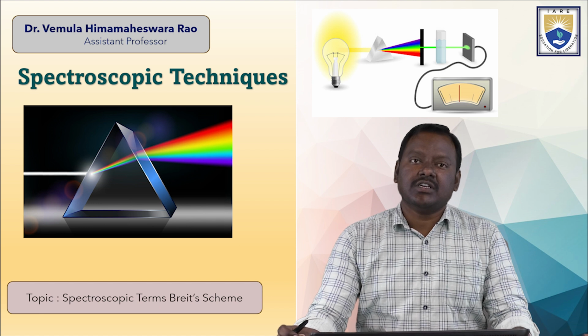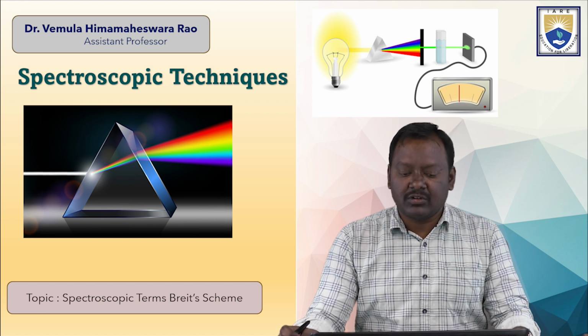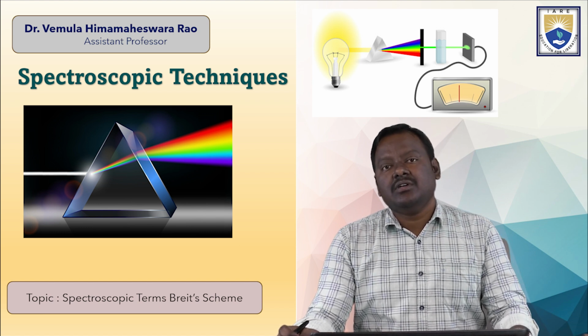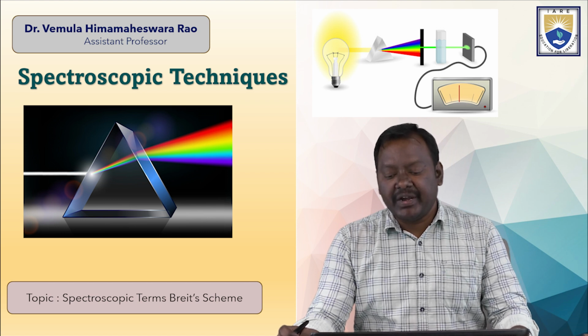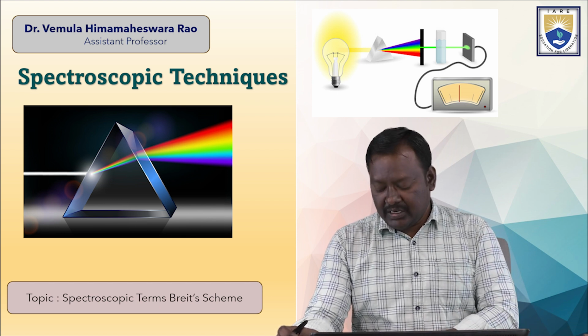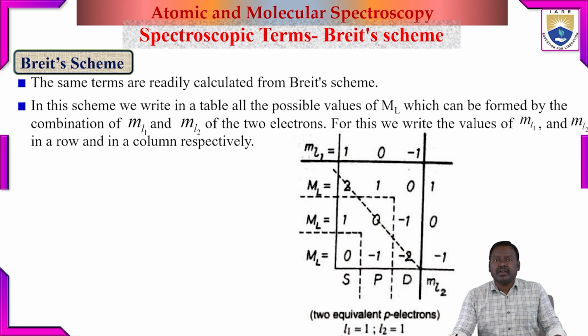Here we are going to discuss the topic spectroscopic terms by using the Breit scheme. In our earlier lecture, we already discussed the procedure to find the spectral terms for equivalent p electrons when there are two electrons in the p subshell. So let us find the spectral terms by using the Breit scheme.